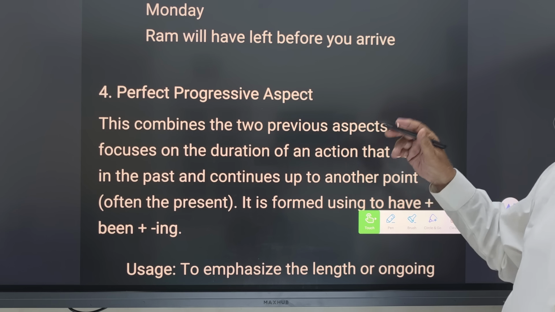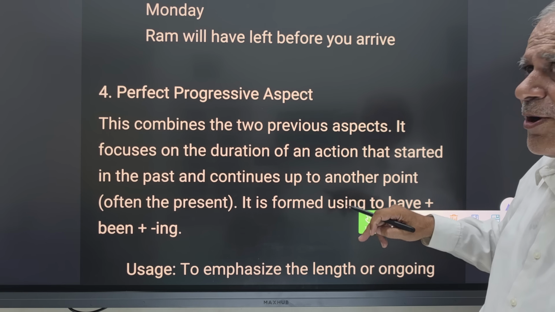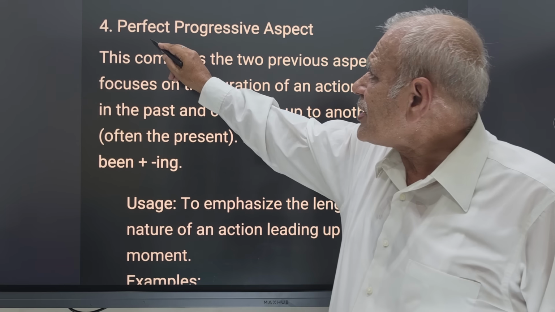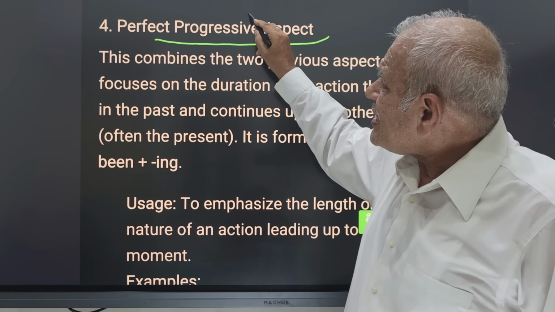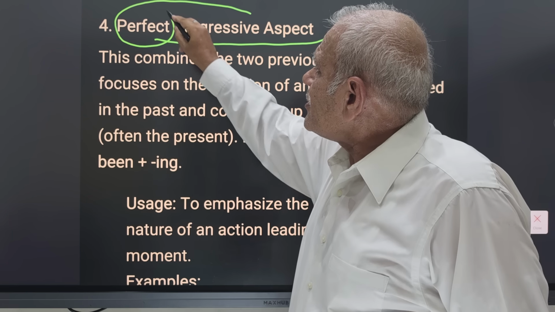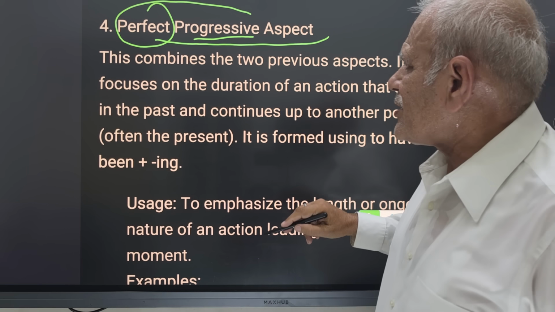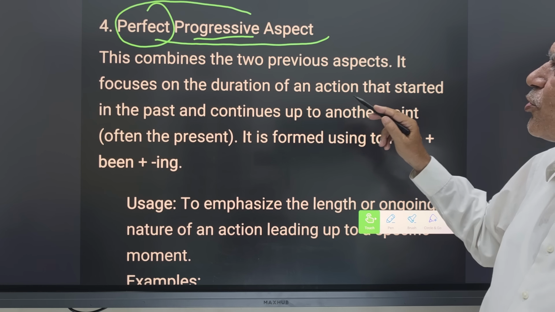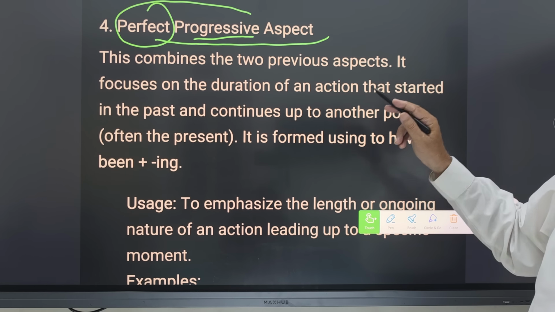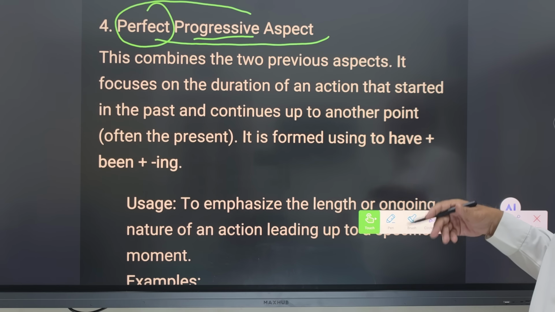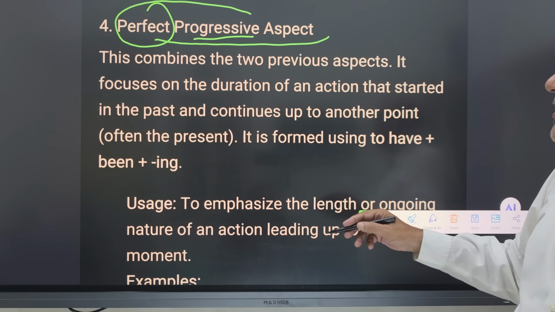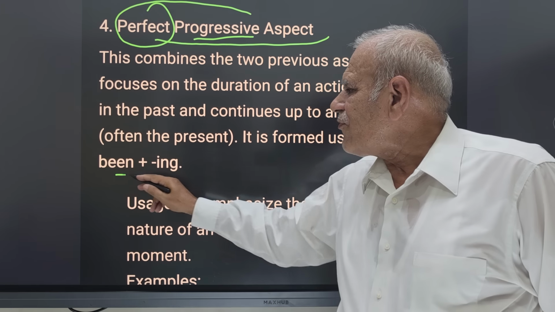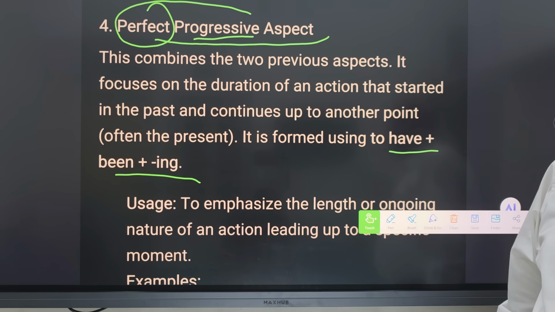So these were the three aspects we have talked about. Now we are coming to the fourth aspect, that is perfect progressive aspect. This is actually the combination of two aspects, perfect and progressive. This combines two previous aspects. It focuses on the duration of an action that started in the past and continues up to another point, often the present. It is formed by using have plus been and the first form of the verb plus ing.